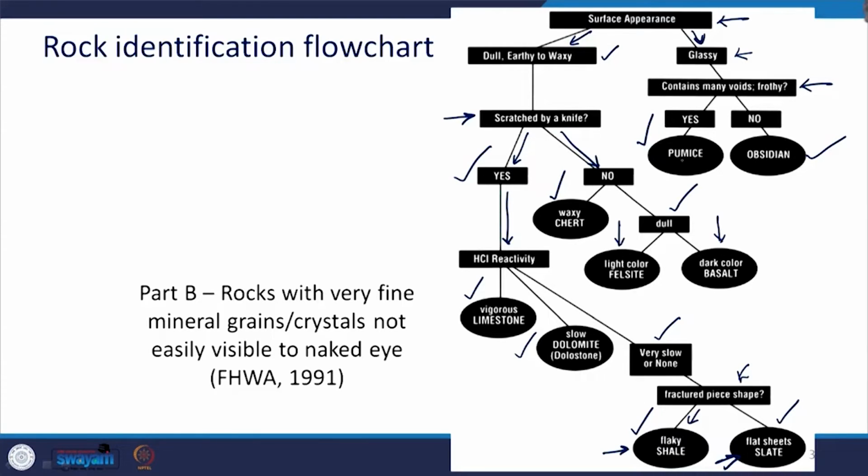Okay? This is how overall you can follow the flow chart and identify different types of rocks based on their mineralogical composition, HCl reactivity, whether they are scratched by the knife or not, shape and size of the grains. Now, let us have a look on various types of rocks and some of their properties that we will be discussing further.